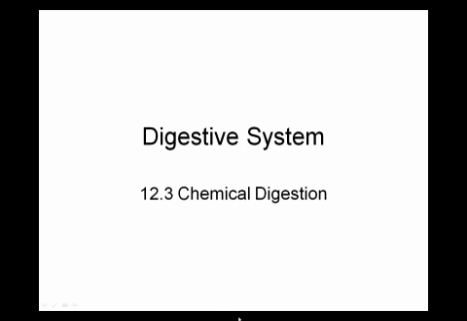12.3, Chemical Digestion. As we were going through the digestive anatomy back in section 12.1, I did mention some of the various things that occur at different locations as far as digestion and absorption. But we'll spend a few minutes and go over this one more time, and it also gives us an opportunity to review some things that we learned earlier in this semester.